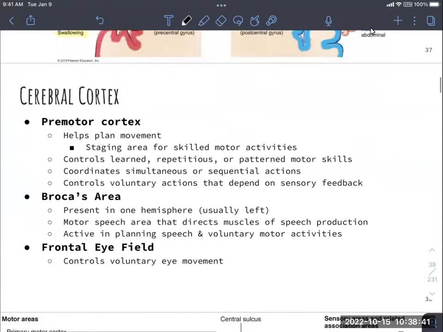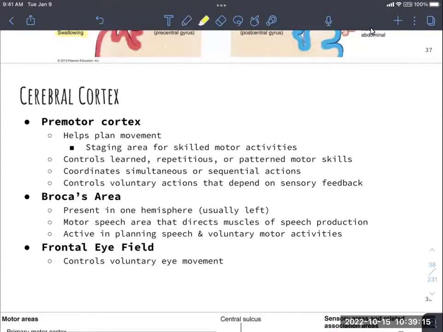So in front of that primary motor cortex, we said was the premotor cortex. Well, that premotor cortex is going to help you kind of plan whatever movement you're trying to do. It comes into that premotor cortex. It allows you to stage, okay, what am I doing? I'm running, or I'm walking, or I'm trying to write specific letters. And it plans out exactly how that movement is going to take place.